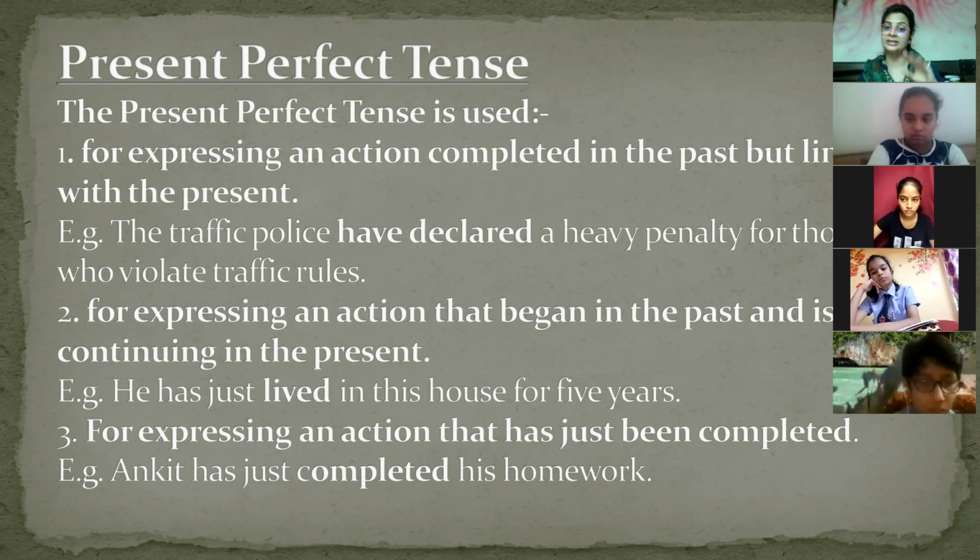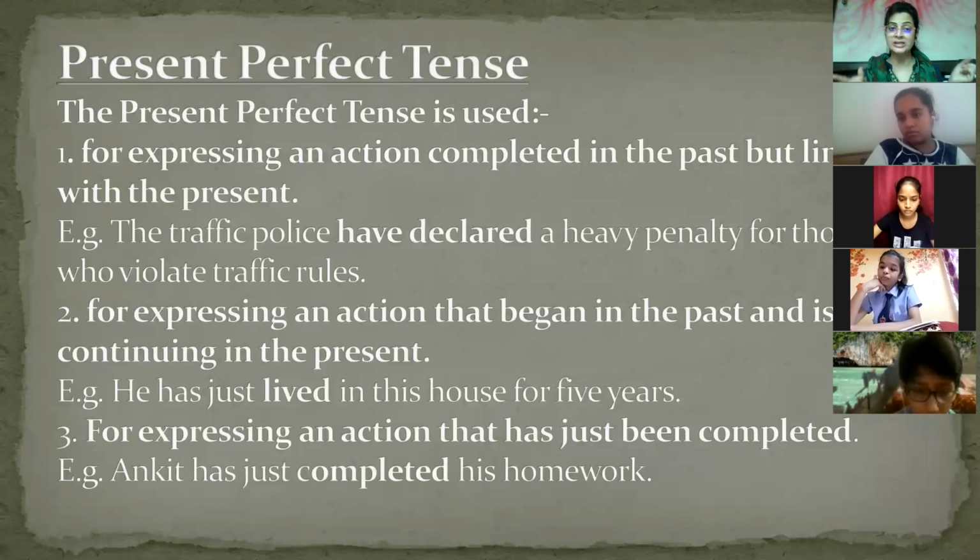I mean, two things are there. They have declared, declaration उन्होंने पहले कर दिया. It means the thing has happened in past. But how is it connected with the present? क्योंकि उन लोगों के साथ भी है जो अभी भी traffic rules break करते हैं. So it is like both the things are connected over here.